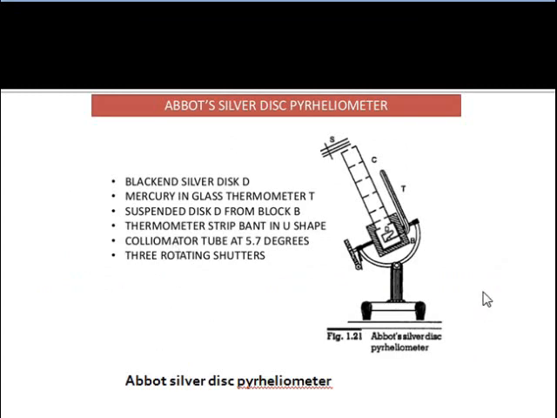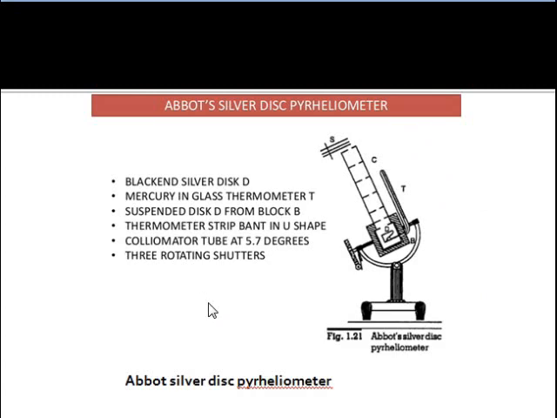Yeah, in this slide we are seeing the silver disc pyrheliometer. The silver disc pyrheliometer is again a radiation measuring device, but it measures only beam radiation. It is specifically designed to measure the intensity of beam radiation. And what are the parts? As usual, it has a stand and a rotating arrangement so that it can be aligned with the light. This is the collimator tube, this is the thermometer, and there are shading rings.